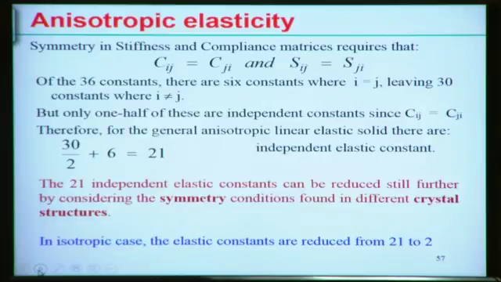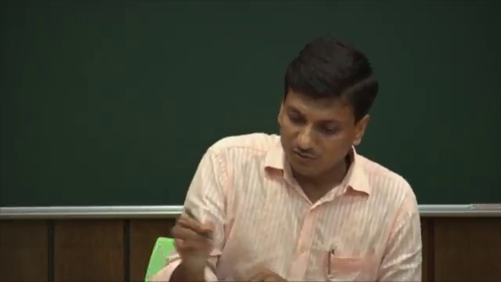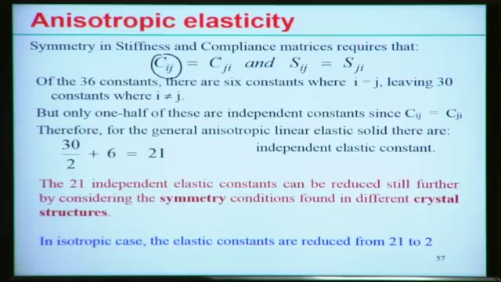Now, although we observe a symmetric nature of the stress or of the strain, which we have considered depending upon the problem itself, at the same time symmetry in the stiffness or compliance matrix requires a similar relation, that Cij equals Cji or Sij equals Sji. So if we consider the symmetric nature of the compliance matrix or stiffness matrix, then it is possible to reduce the total number of constant terms here.